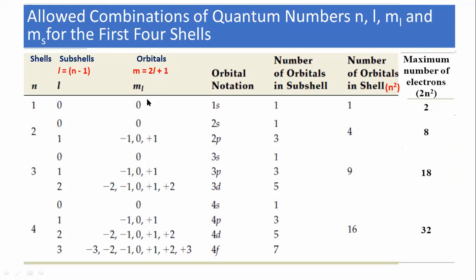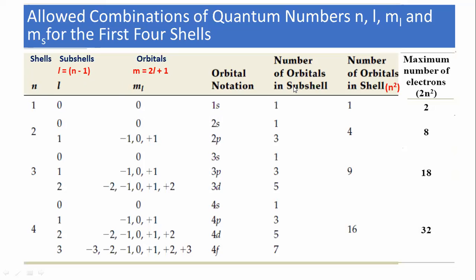That means only one orientation is possible, and when it is 0, there is a spherical shape of the orbital and no specific orientation. And this we have done in the previous lecture. And what is the orbital notation? This is called 1s. 1 is coming from the principal quantum number, and when the l value is 0, that is called s, and with this notation, this is called the 1s orbital.